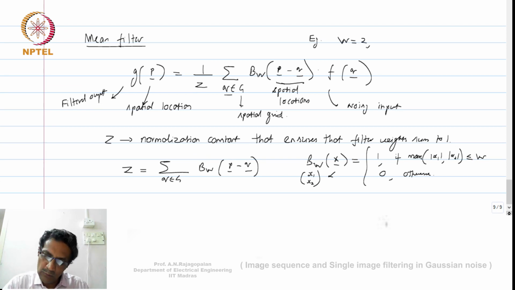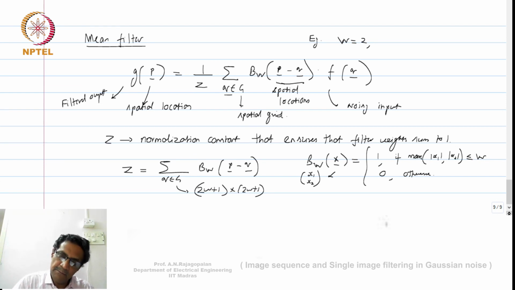So as an example, suppose I choose W to be equal to 2. Then what this means is that this Z will now be over a window of 2W plus 1 cross 2W plus 1. So this filter size itself is 2W plus 1 by 2W plus 1, and all those weights will be added. And so the BW itself will be 1 over a 5 cross 5 window, because W is 2.